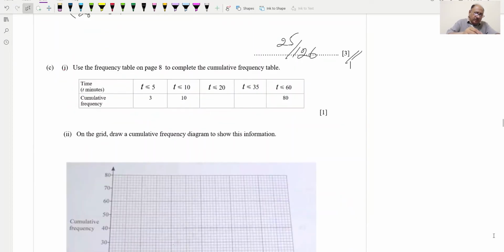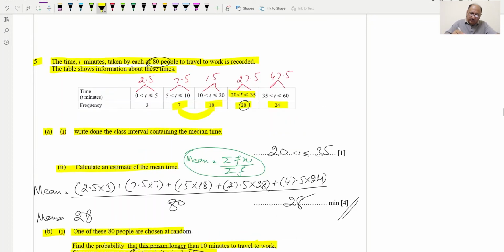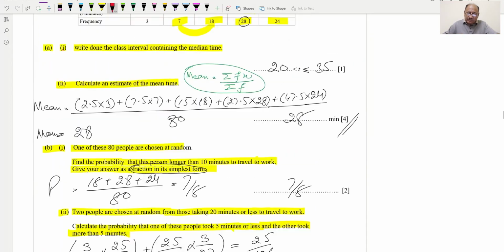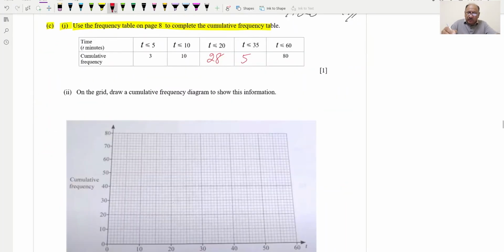Now C part 1 says use the frequency table on page 8 to complete the cumulative frequency table. So this is the table, two values are given, so less than 20 we have to add, and less than 20 will be what? 3 plus 7 will be 10, 10 plus 18 will be 28. So we can write here this value will be 28, and 28 plus next value is also 28. 28 plus 28 will be 56, and that's all.